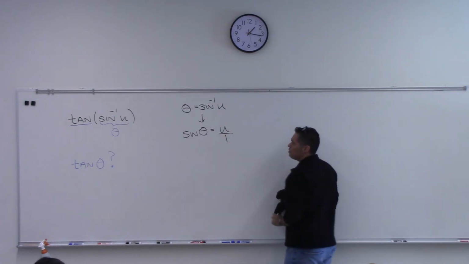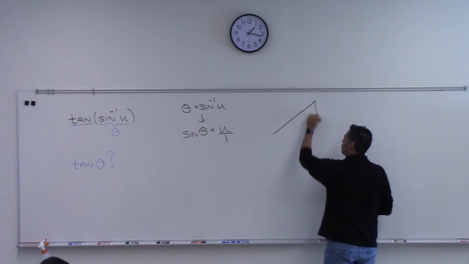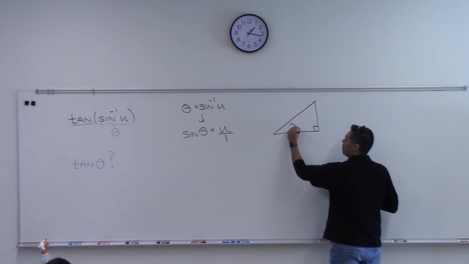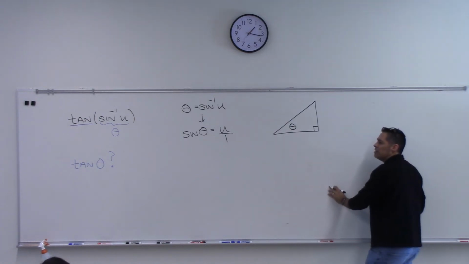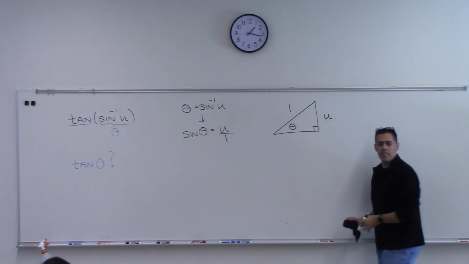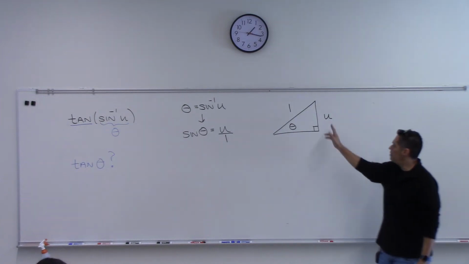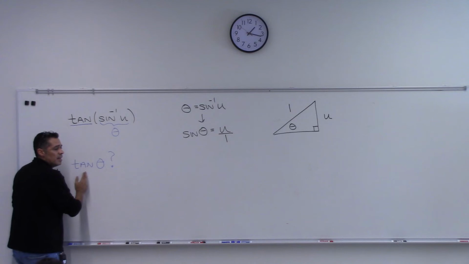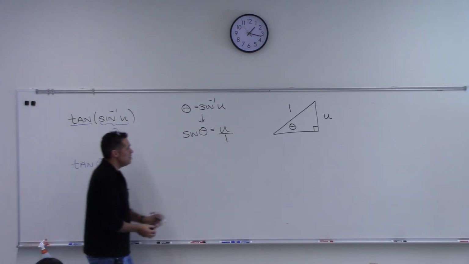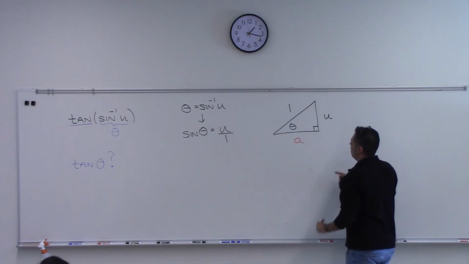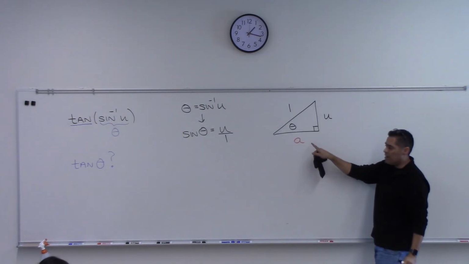I rewrite u as u over 1. I draw a right triangle, and this is my angle theta. Sine is opposite over hypotenuse, so this will be u, and this will be 1. Now I want to know what tangent of theta is. The only thing I need to get tangent is the adjacent side. If I can figure out what this is, then I can do opposite over adjacent. So I need to figure out what a is.